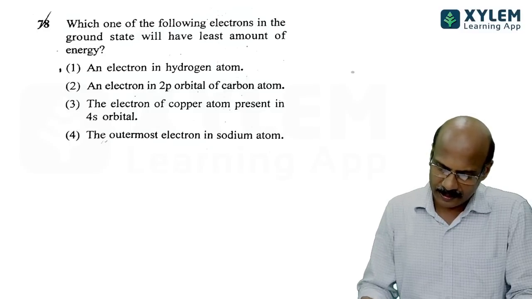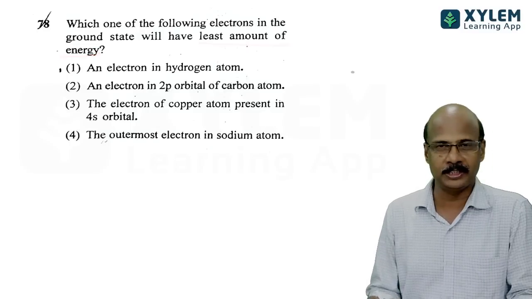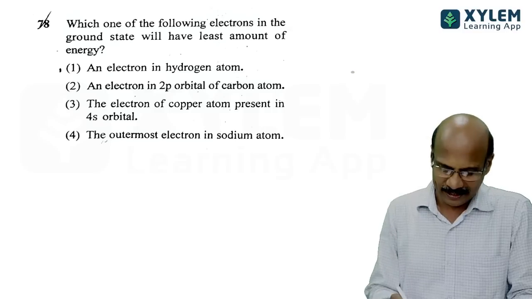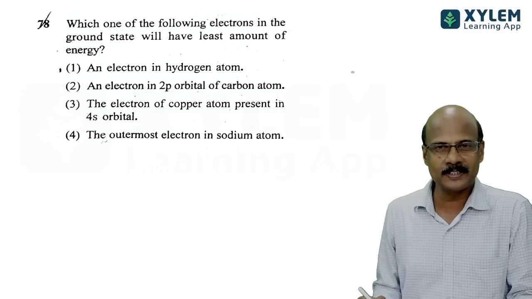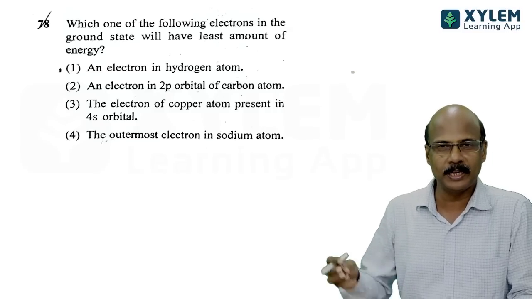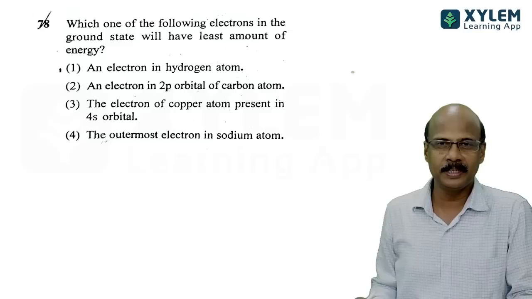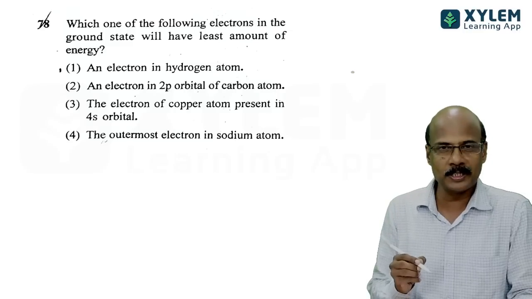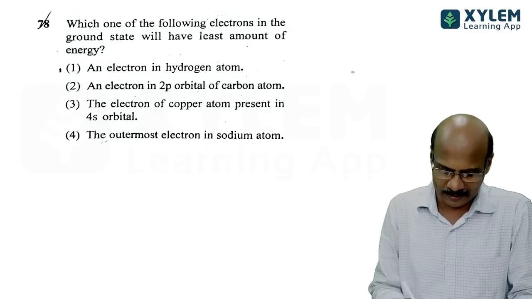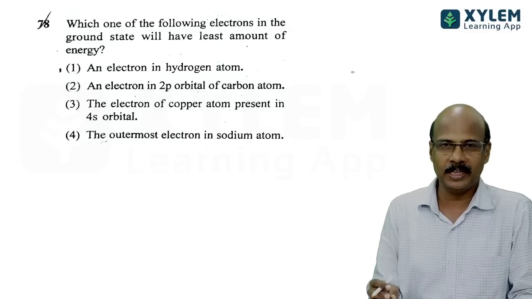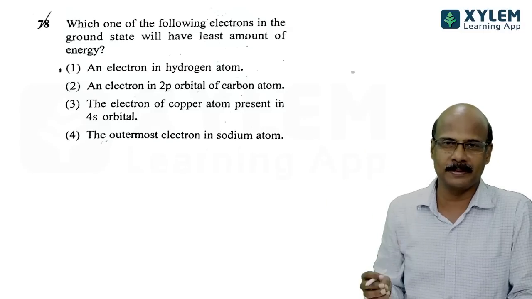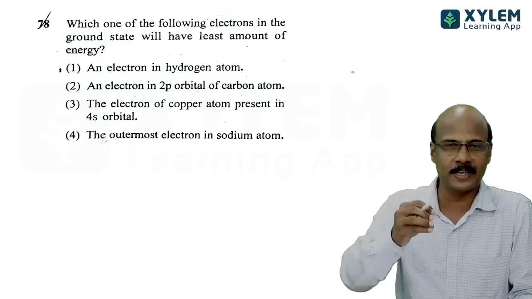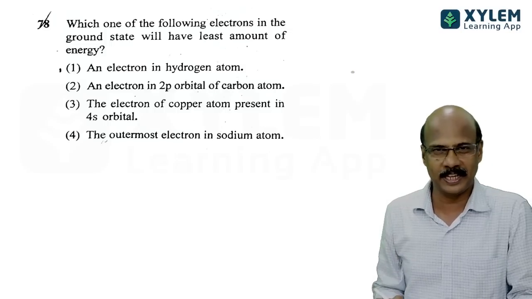The question asked is the least amount of energy. Please don't forget that when an electron is added to an atom, the energy of the electron is negative. When an electron is considered in the isolated state, its energy is 0. When an electron resides in an atom, its energy is negative.